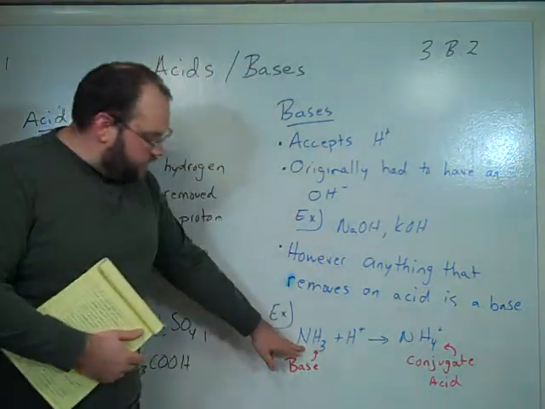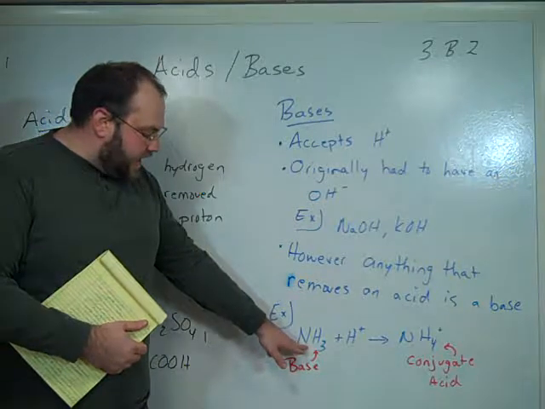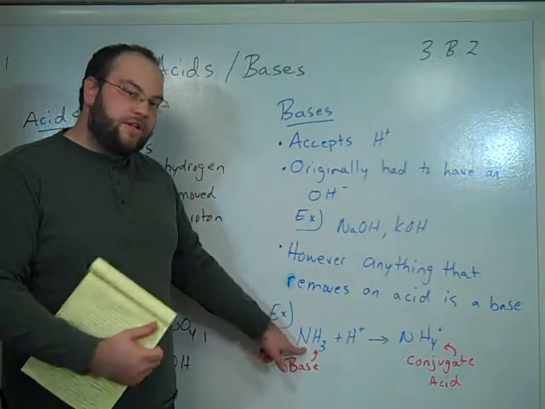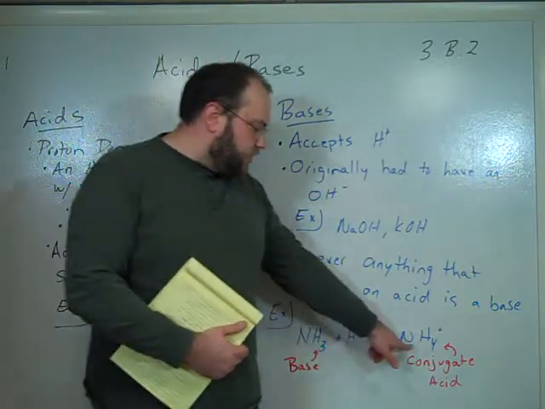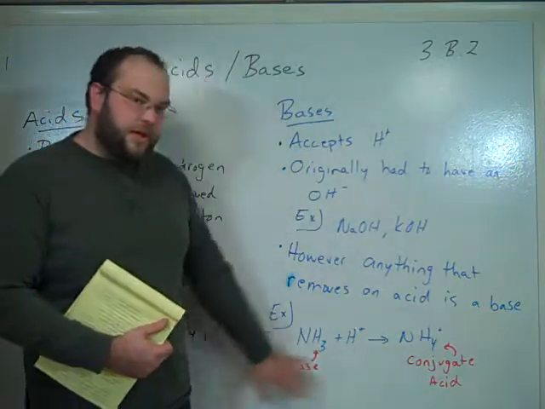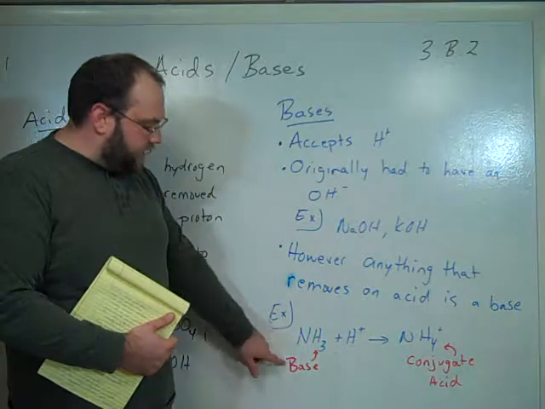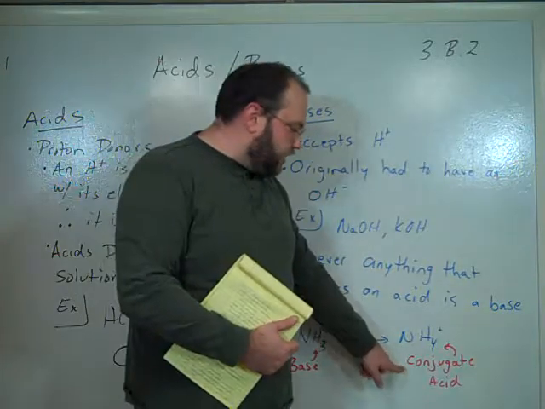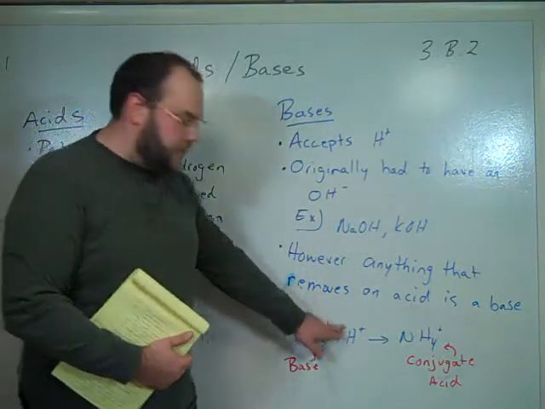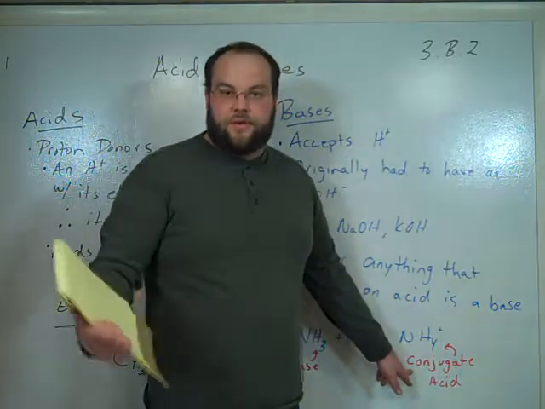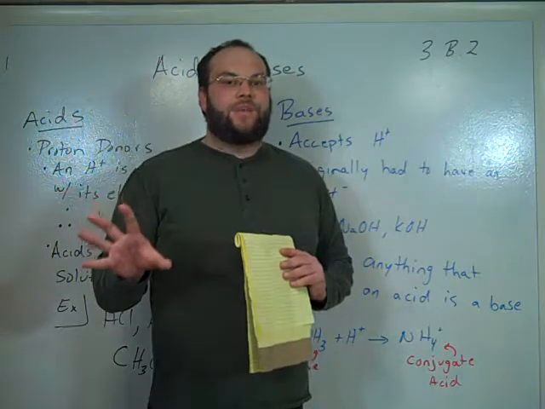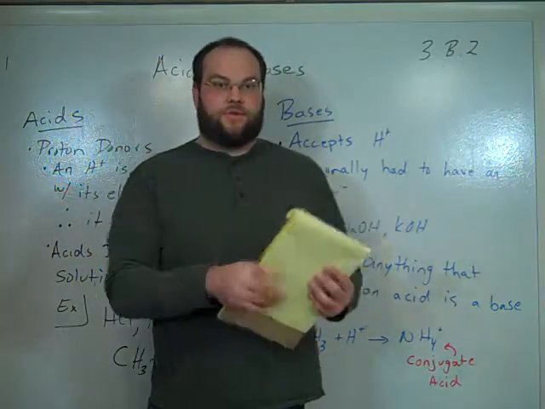An example of that would be ammonia right here, NH3. NH3 can accept the proton. So NH3 doesn't have an OH present. It'll accept the proton and turn into NH4. Now we're going to worry about these names a little bit later, but NH3 is our base, and NH4 is our conjugate acid. So our base accepts the proton, and it turns into the conjugate form of it, or the conjugate acid. And we'll get into bases and conjugate acids a little bit more in class, because they're a little bit easier to see hands-on when we do things.